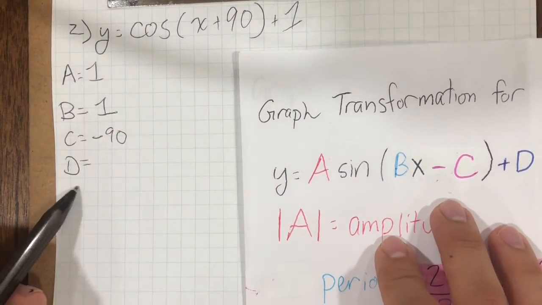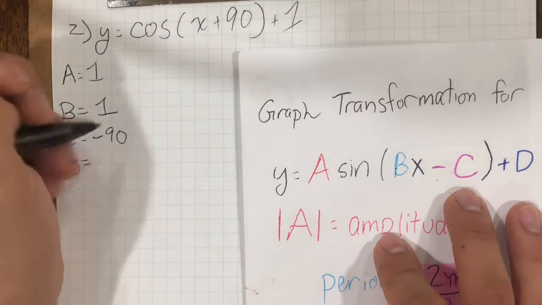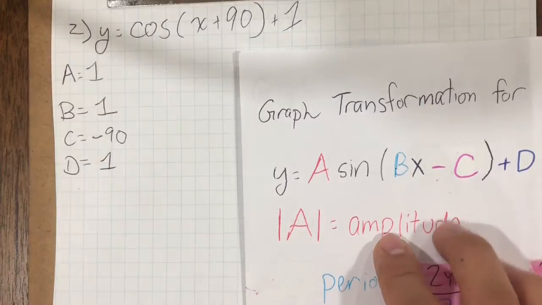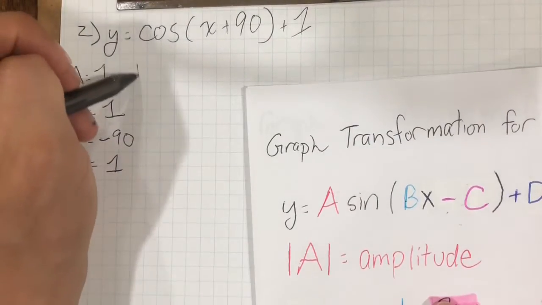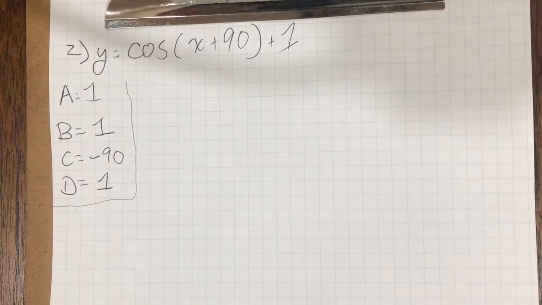And then we take a look at D. We see that D is in the same spot as this positive 1. So D is going to be a 1. All right, so I have my 4 numbers, and now I'm going to go ahead and figure out all of my information. Okay, starting with the amplitude.